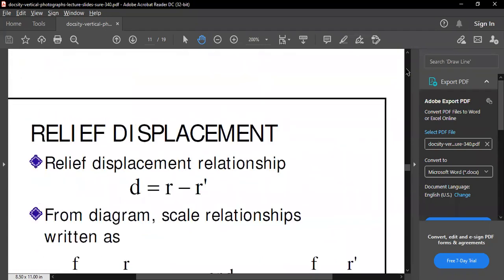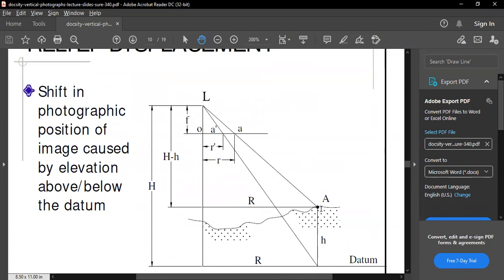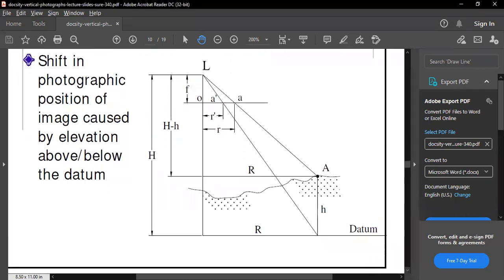Inward and outward displacements. In this case, for an object that is above the datum, the displacement is outward. Are you getting that? You see that it's outward, yeah? Meanwhile, if the object were below the datum, then it will have an inward displacement. So intentionally, let's draw something here.